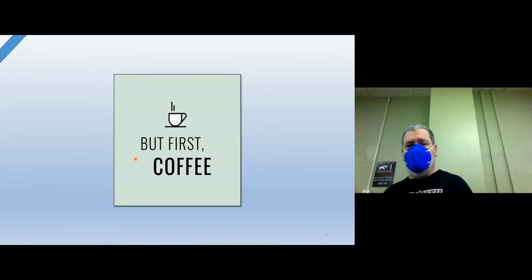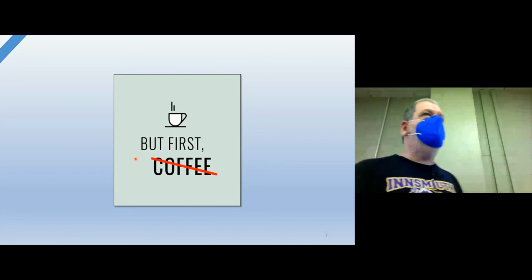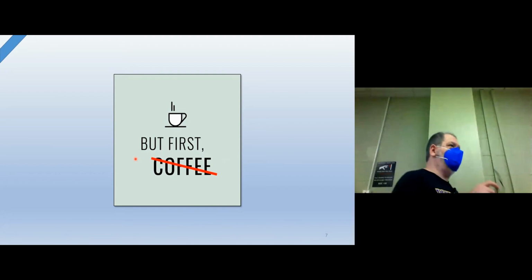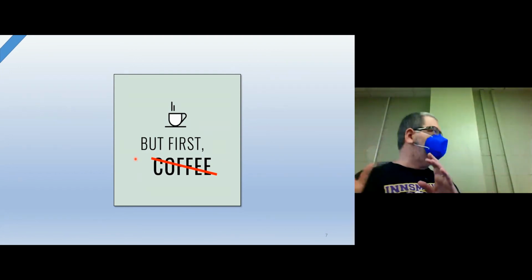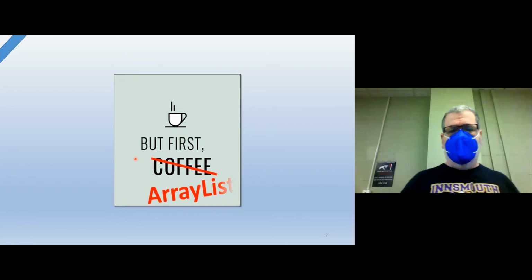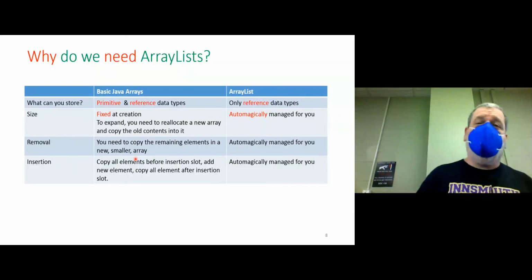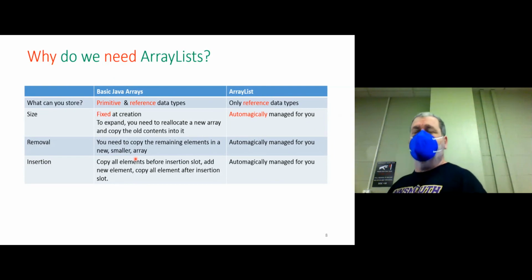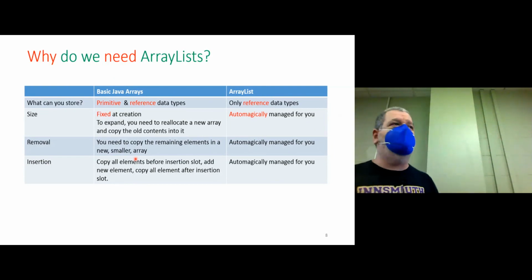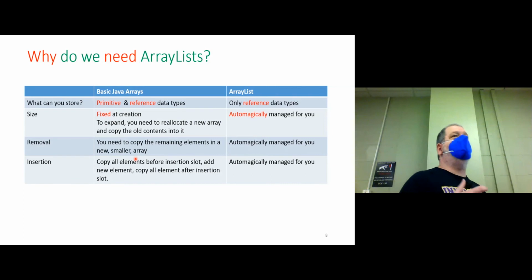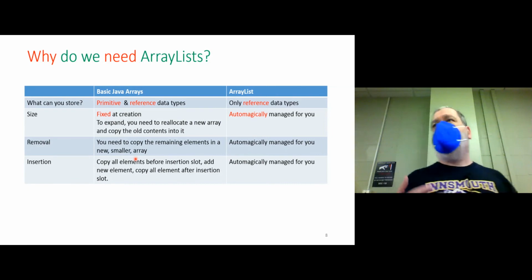So, as I mentioned, we are not going to follow the order of the textbook. We are going to do a quick side trip here with array list. So, what are array lists? Well, first, why do we need array lists? It's because arrays are wonky. Arrays are really awkward to use. And when I say arrays, I mean basic Java arrays.